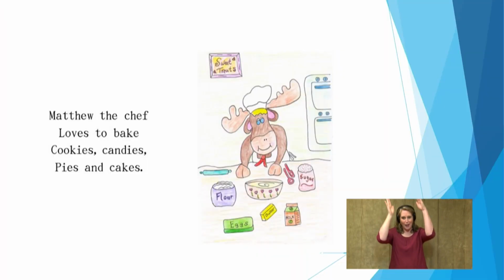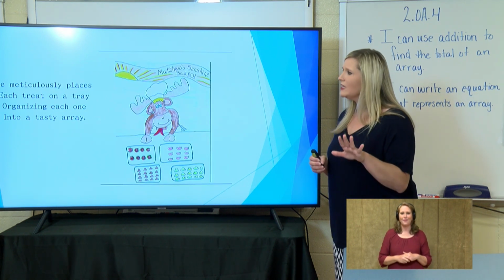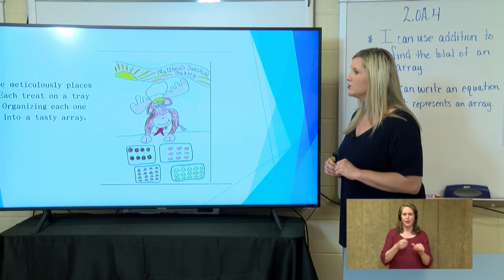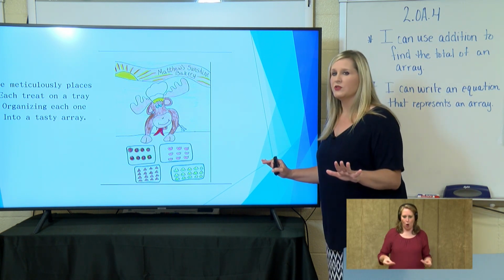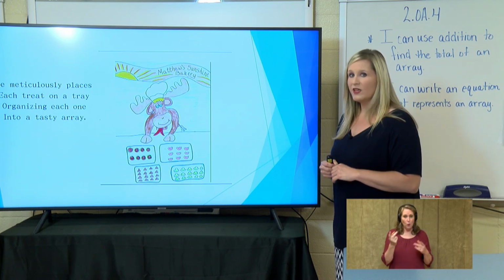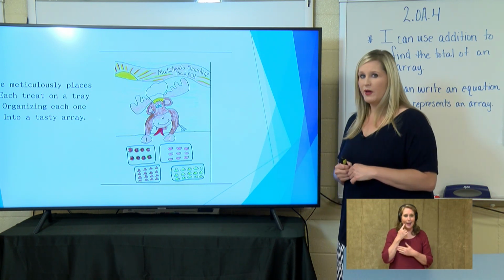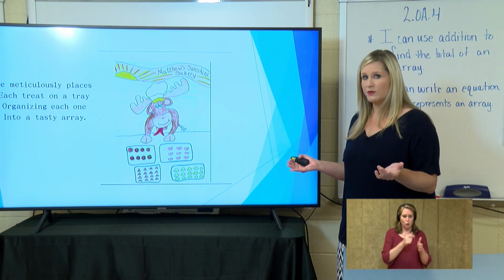Matthew the chef loves to bake cookies, candies, pies, and cakes. So there's Matthew. He's baking all of his cookies, candies, pies, and cakes. Have you ever baked a cake? Oh, yeah. It's fun to bake, right? Yeah, it makes a mess though. See all of those ingredients he has to have? All right, he meticulously places each treat on a tray, organizing each one into a tasty array. Oh, so look what he did. Look at his trays. He organized all of his candies, cakes, and pies into columns and rows.